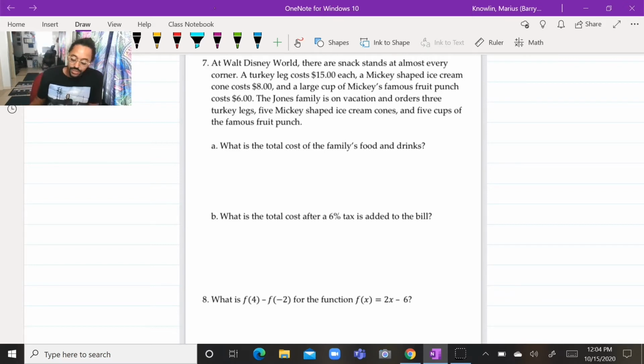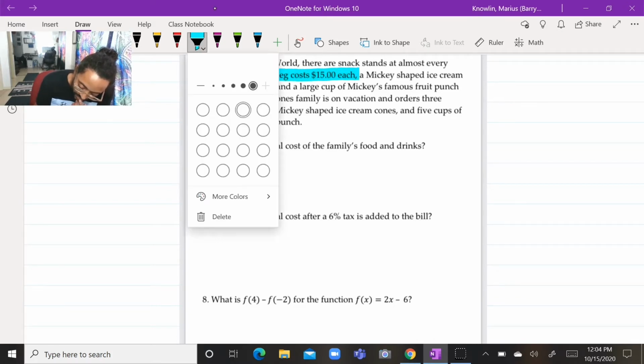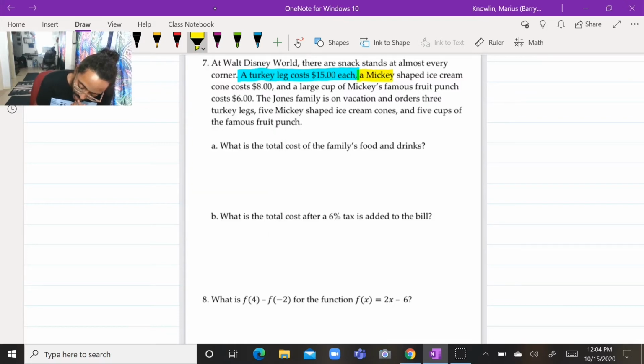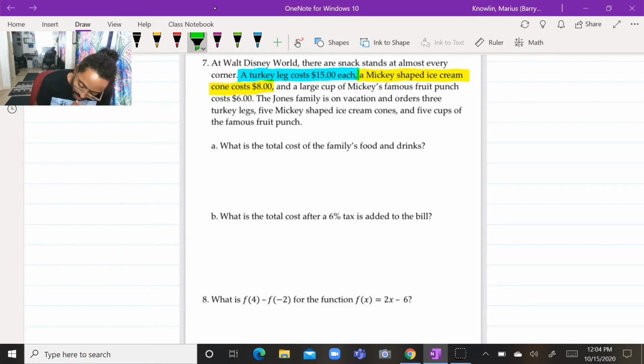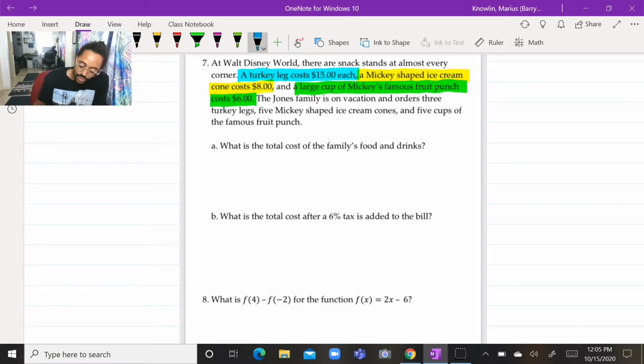First thing we want to do is write out a little function or an equation to represent this situation. Let's highlight some things. Turkey legs cost $15 each. Then we have Mickey-shaped ice cream cones, $8 each. And the last part was that large cup of Mickey's famous fruit punch costs $6. All right, so we're going to use variables. For the turkey legs, we'll use a T.